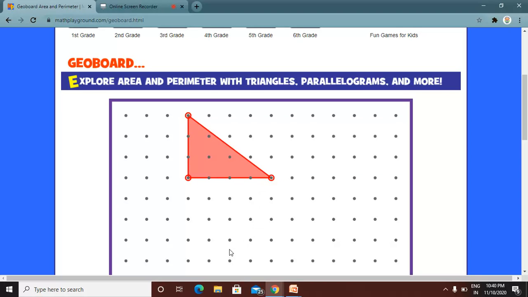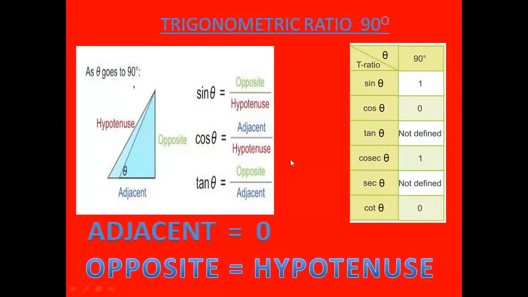Let us go to the slide now. Here you look, the adjacent side is 0, and the opposite side is equal to the hypotenuse. So if the hypotenuse and opposite sides are equal, then sine theta, opposite side by hypotenuse, is 1. That means sine 90 degrees is equal to 1. In cos theta, adjacent means 0. 0 by anything is equal to 0. And tan is opposite by adjacent side. The adjacent value is 0. Anything by 0 is not defined.